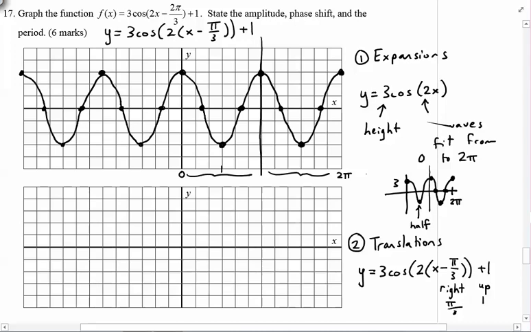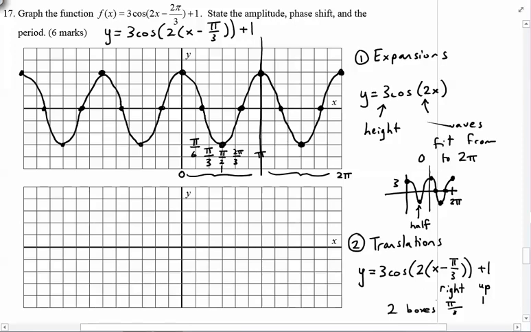So because I have 12 boxes to get from 0 to 2 pi, I know that each one of these boxes is pi over 6. So I have pi over 6, 2 pi over 6, 3 pi over 6, 4 pi over 6, 5 pi over 6, and finally pi. So if I want to go pi over 3 to the right, I just need to go 2 boxes to the right. That's 2 pi over 6's gives me pi over 3.